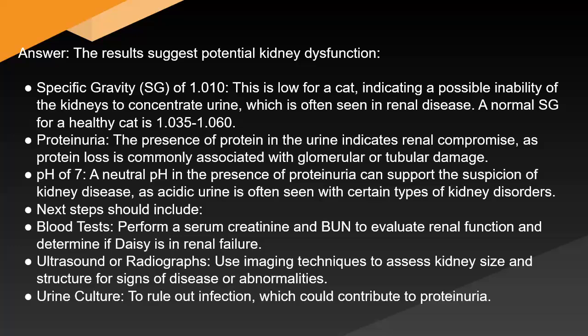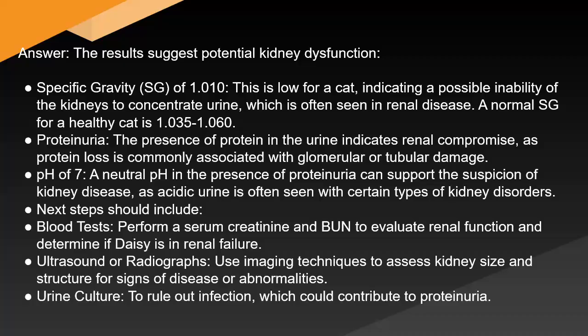A normal SG for a healthy cat is 1.035 to 1.060. Proteinuria. The presence of protein in the urine indicates renal compromise, as protein loss is commonly associated with glomerular or tubular damage. pH of 7. A neutral pH in the presence of proteinuria can support the suspicion of kidney disease, as acidic urine is often seen with certain types of kidney disorders.